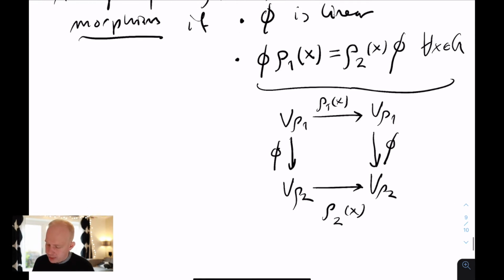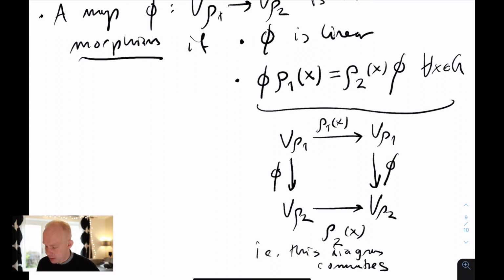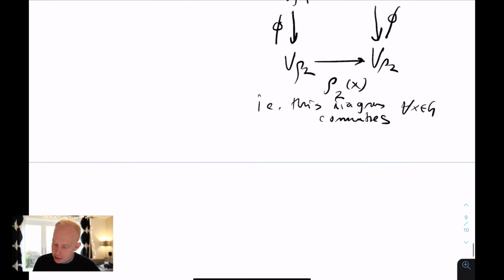And so basically they say that this diagram commutes. I think this is something that you might have seen in algebra, if you have done some algebra, these kind of commuting diagrams. So basically it means this conjugation happens for any x in G. This diagram commutes. Okay, so once you have a morphism, we can talk about isomorphisms.